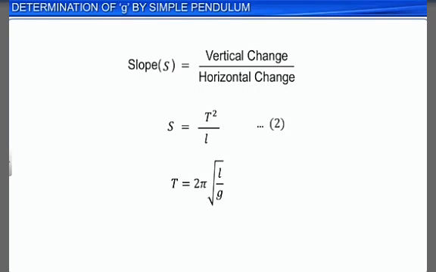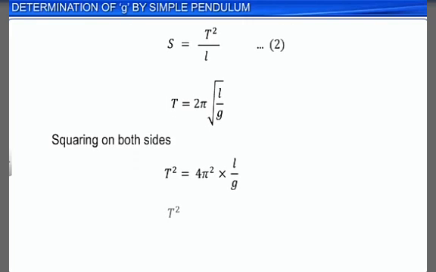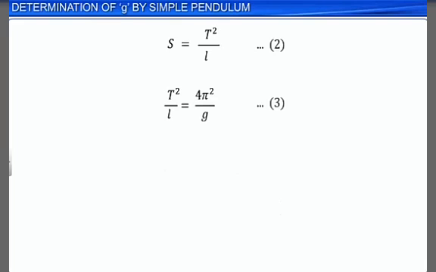Squaring equation 1 on both sides and simplifying, we get t square upon L is equal to 4 pi square upon g. Let this be equation 3. Using equations 2 and 3, you can write S is equal to 4 pi square upon g. Rewriting this equation, we get g is equal to 4 pi square upon S. Let this be equation 4.